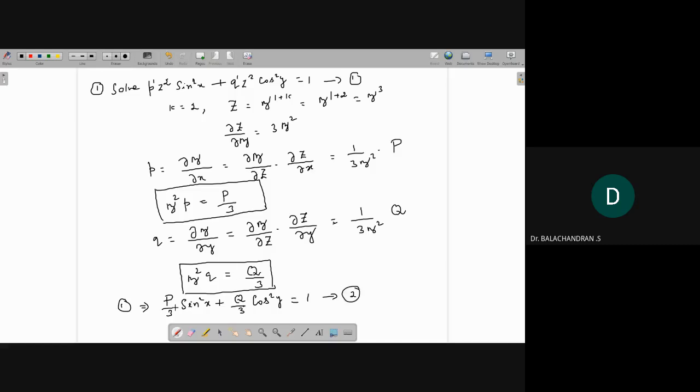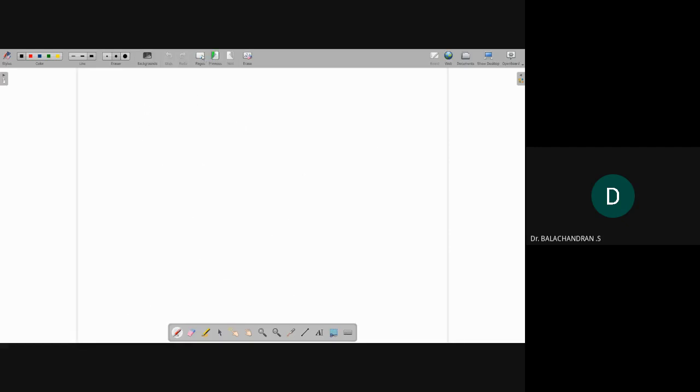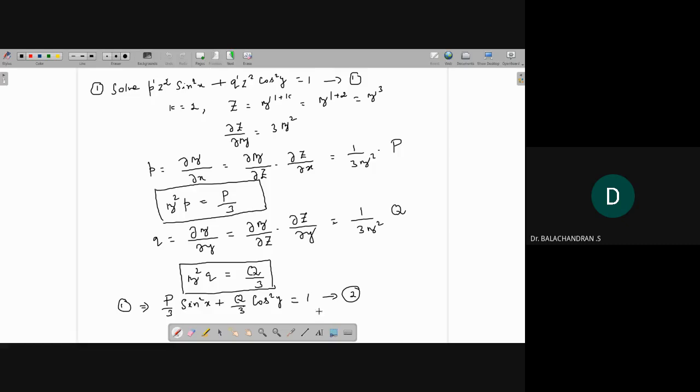Okay, now in this equation 2 you can easily see that x and p are one side and you can write q and y on the other side. So this equation is a separable equation, that is type number 4, f of x comma p equal to g of y comma q, which is a separable equation.